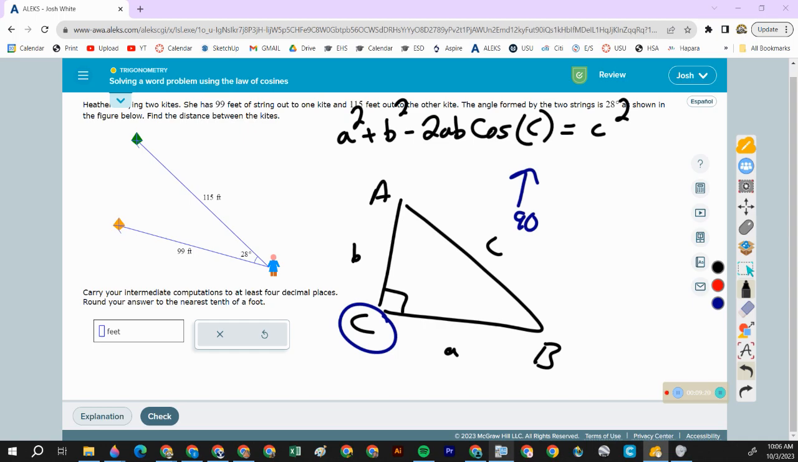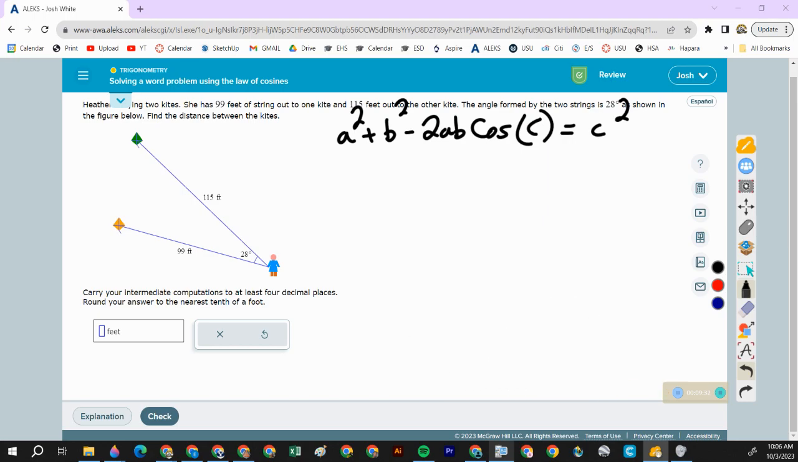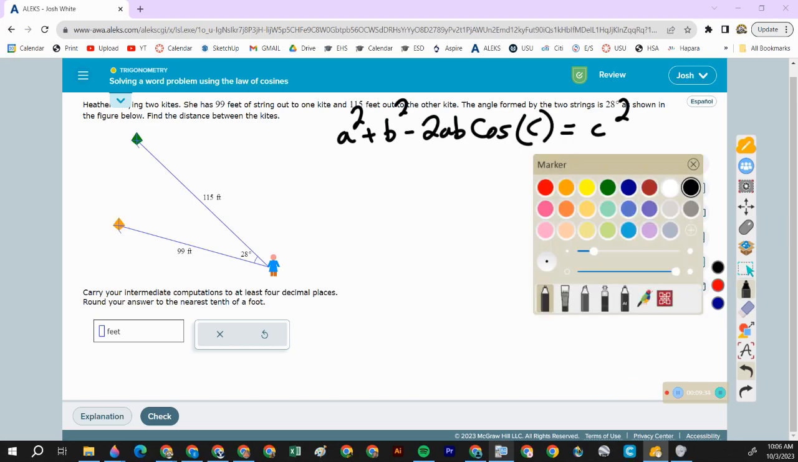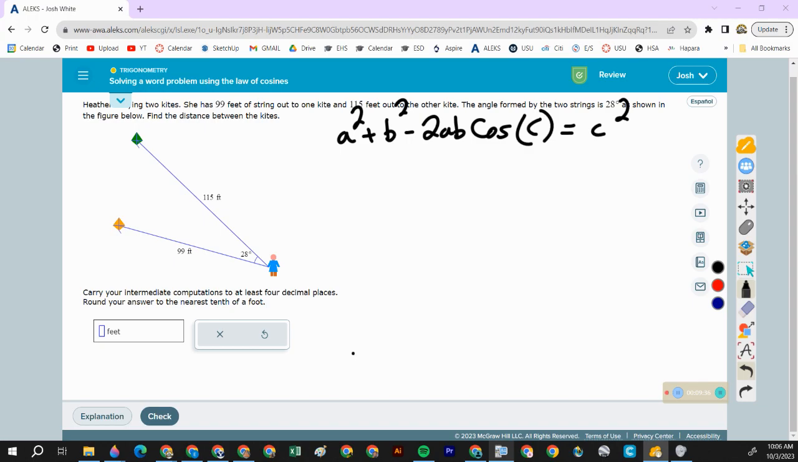Okay? So the Pythagorean theorem is just a special case of the law of cosines. It's the law of cosines on a right triangle. All right. Now, that's not the only version of the formula. That is the version of the formula where we focus on angle C.